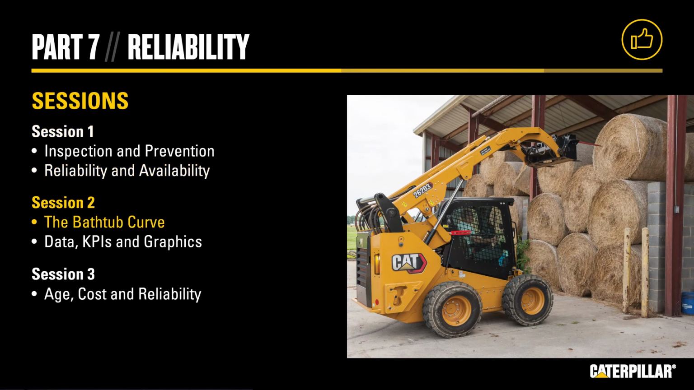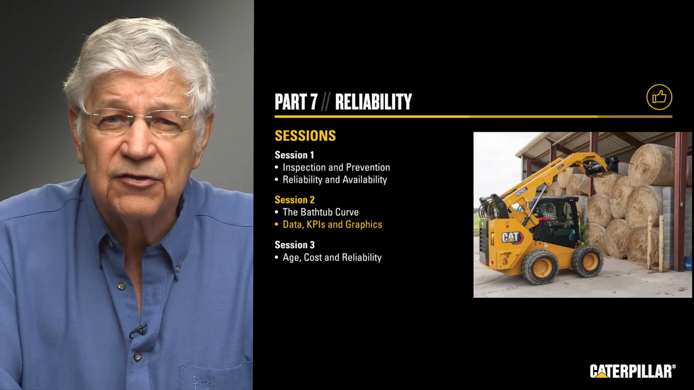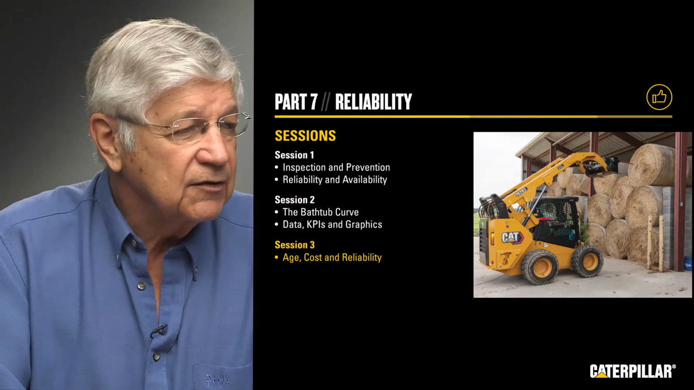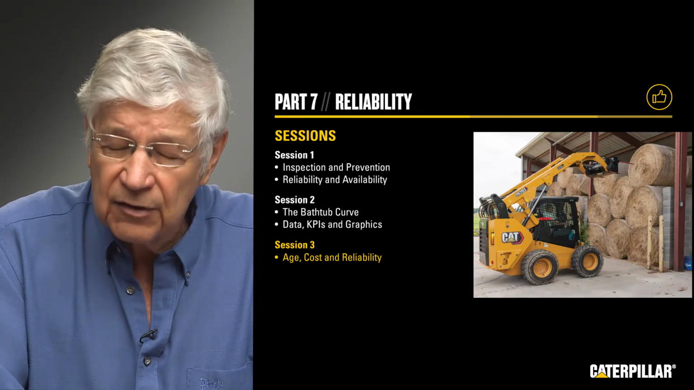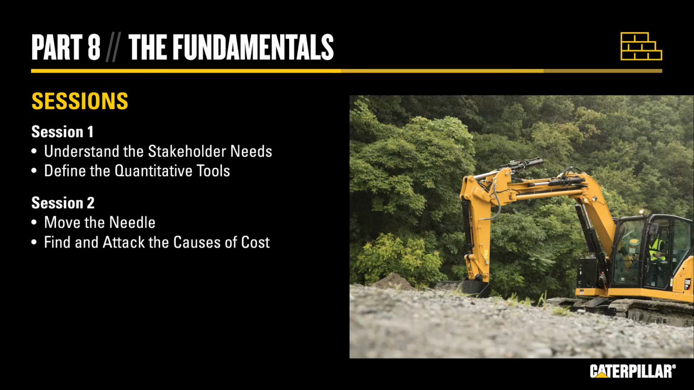Session 2, I spoke about the bathtub curve and about how a wear-out failure in the end defines the life of the machine. And I then spoke about some data, some KPIs, and some graphics pertaining to reliability, how we measure it, and how we understand it. And then in session 3, my favorite topic, the relationship between the age of a machine, the cost of a machine, and the reliability of a machine.